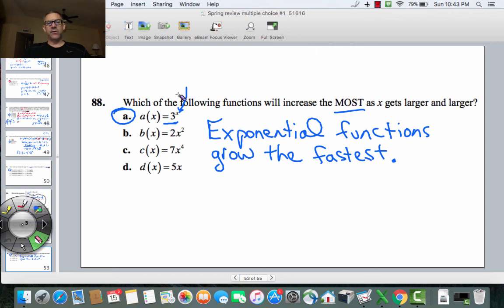The functions that grow the fastest are exponential functions. So whenever the variable is the exponent, that's called an exponential function. And these all get very large as x gets very large, but exponentials grow the fastest. So that's just an important piece of information to know.